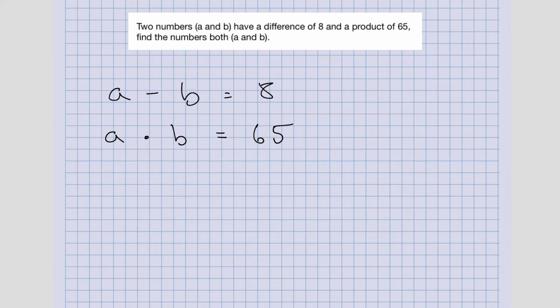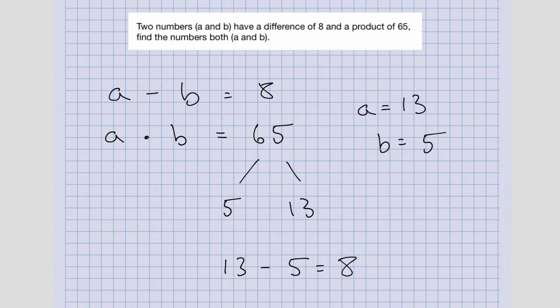So the easiest way to do this is to do substitution, and it's kind of a long way of doing it. Perhaps you could see this in your head already. A times B, well, what two numbers multiply together to give you 65? Those are going to be two prime numbers. It's going to be 5 and 13. 5 times 13 gives you 65, and 13 minus 5 equals 8. So you may say to yourself, okay, A equals 13 and B equals 5.